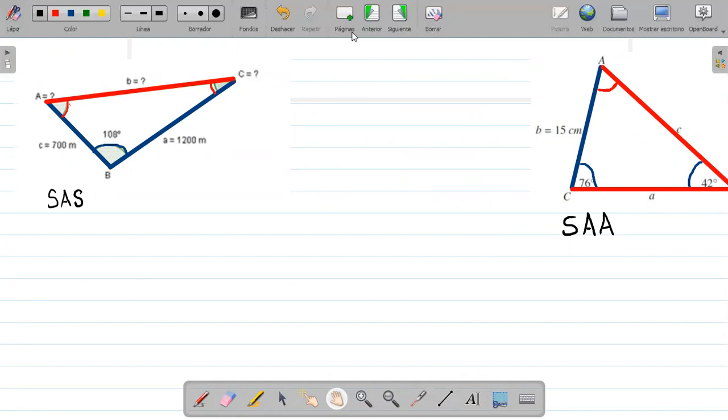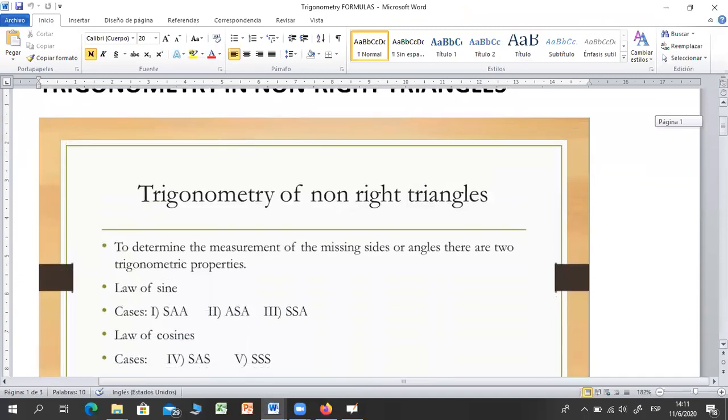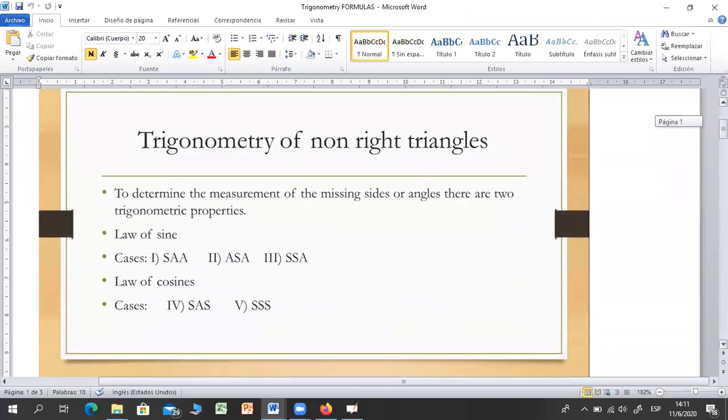I'm gonna pause. And now, as you can see here, we have the laws. Law of cosine works with side angle side, and law of sine works with side angle angle. So as you can see, it's like the first case for each of those expressions. We're gonna be working in order to conclude them.